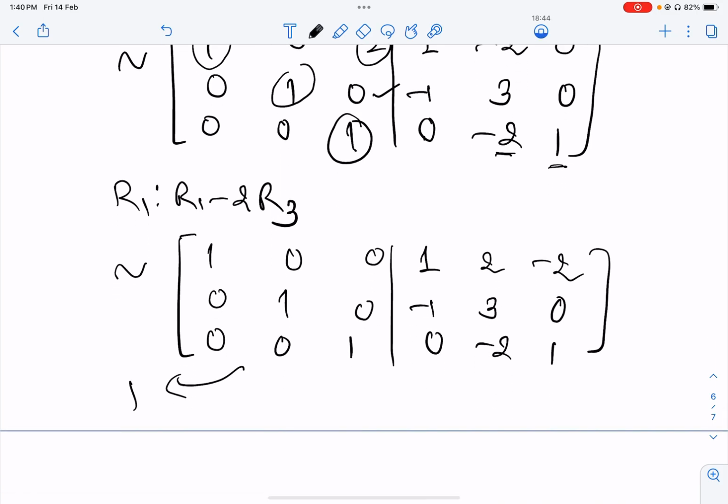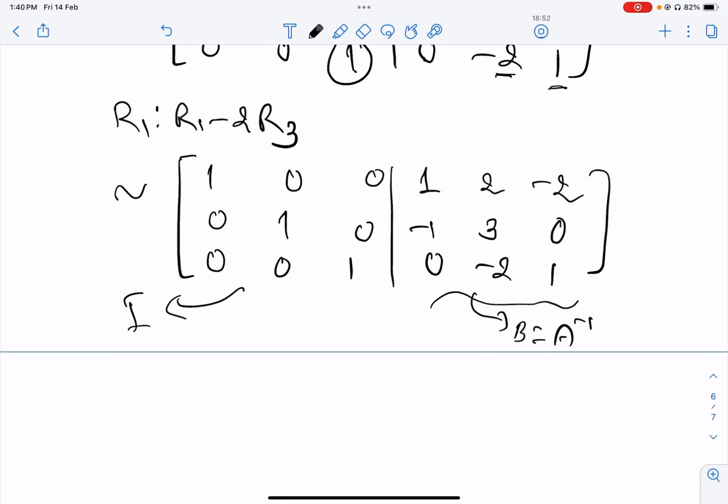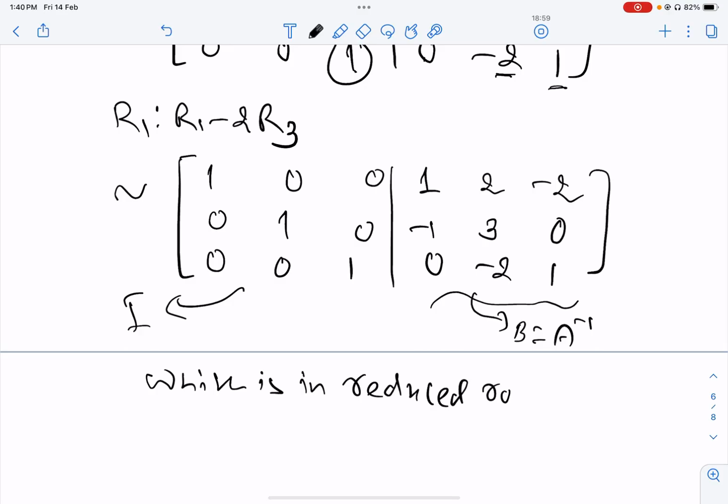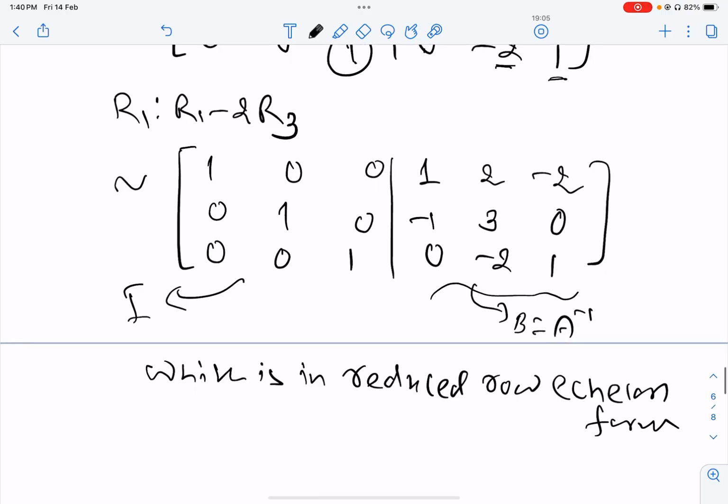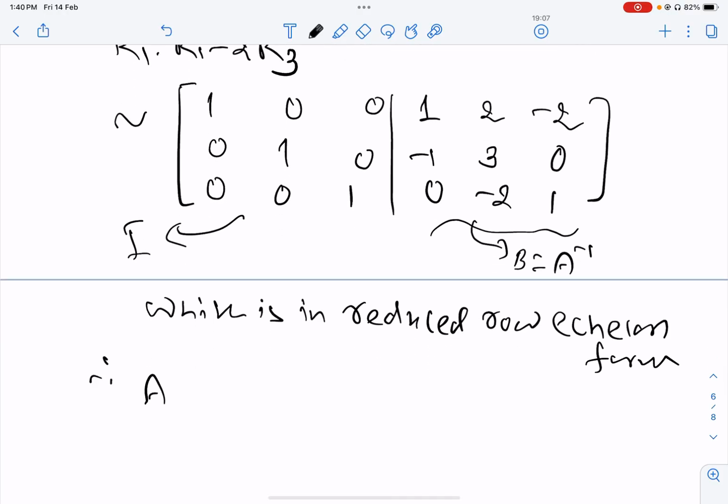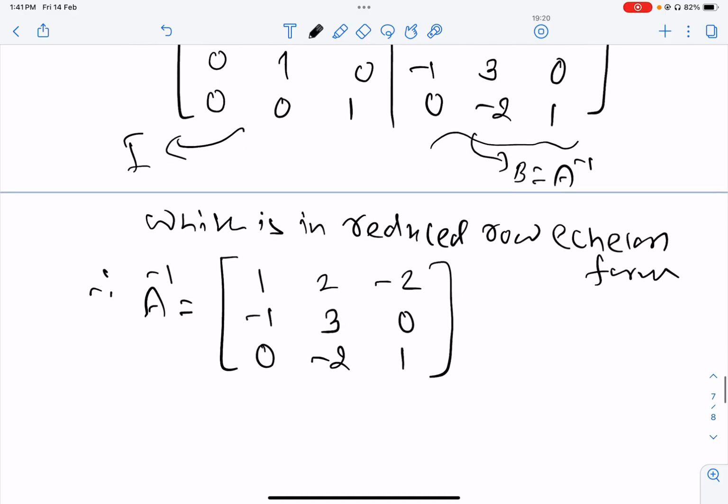So now here you can see that this is I, and whatever you have here is nothing but the A inverse. So you can say that this is in reduced row echelon form. And therefore A inverse is equal to 1, 2, minus 2, minus 1, 3, 0, 0, minus 2, 1.